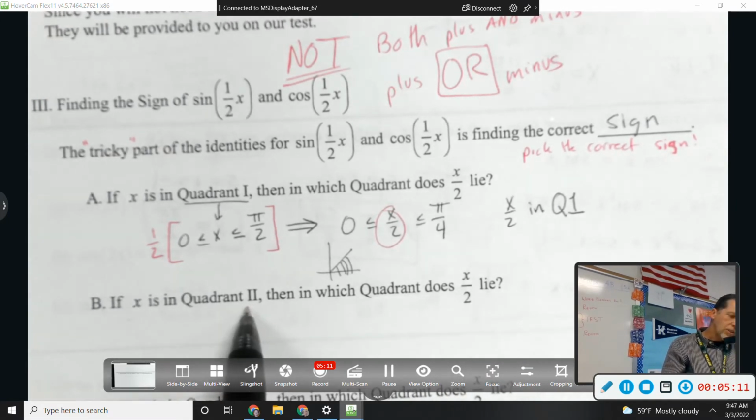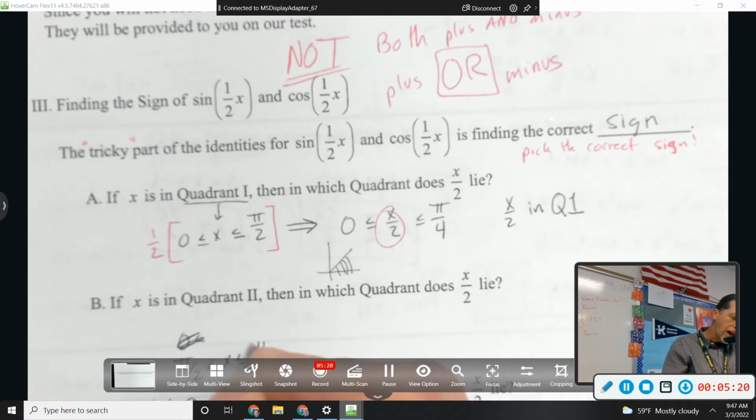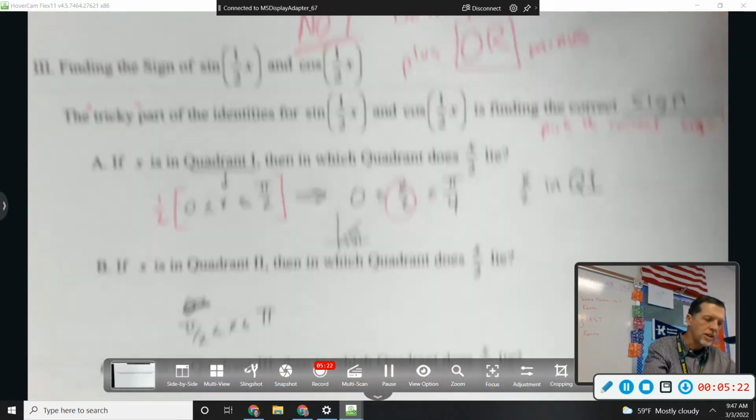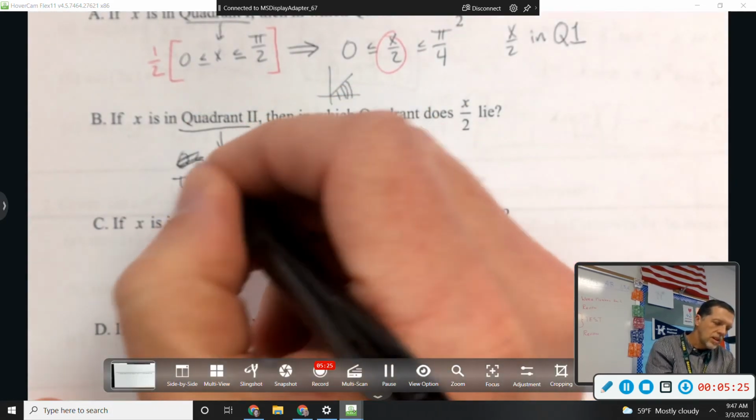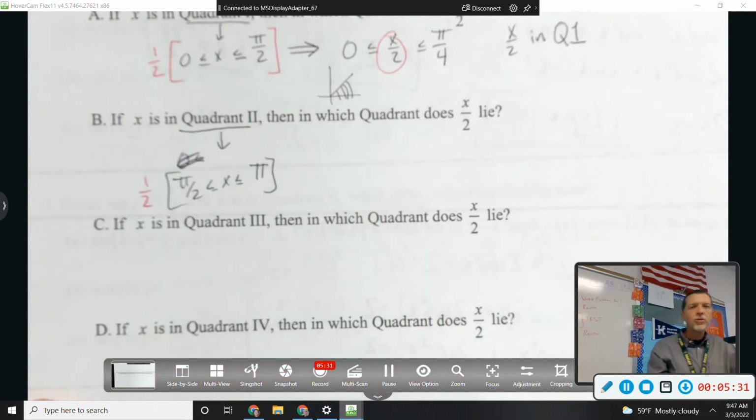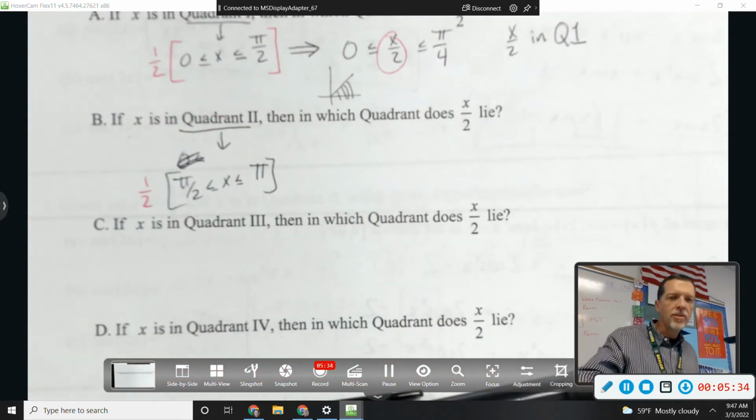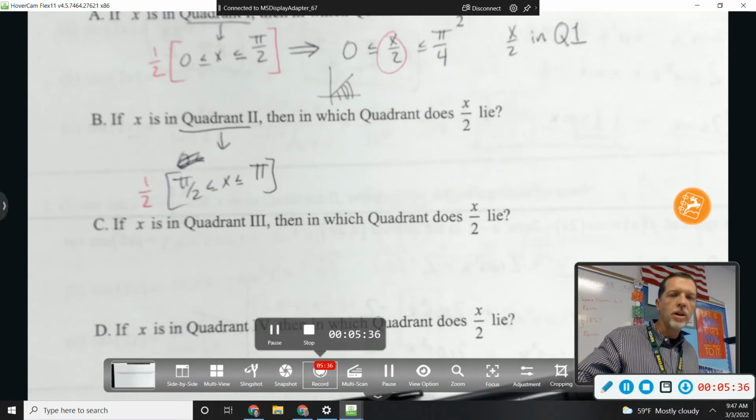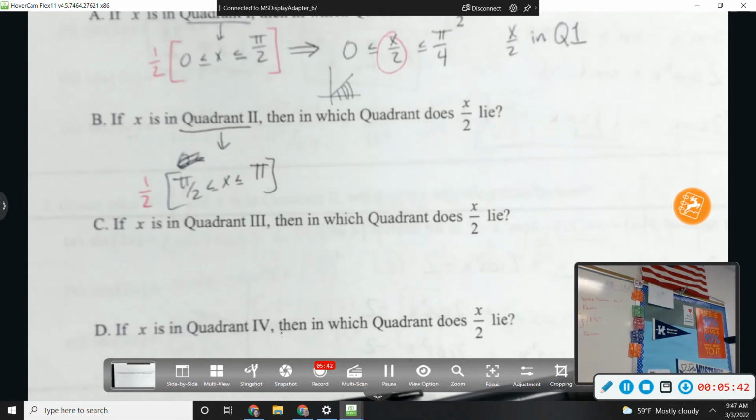If x is in quadrant 2, whoops, so that wouldn't be 0. That would be from pi over 2 to pi. That's what quadrant 2 means. Why don't you try this one? Multiply everybody by a half and see where x over 2 lies. Picture might be helpful, but it's not necessary.